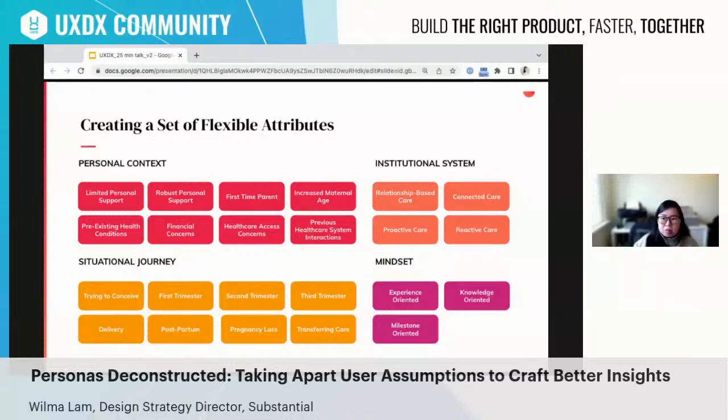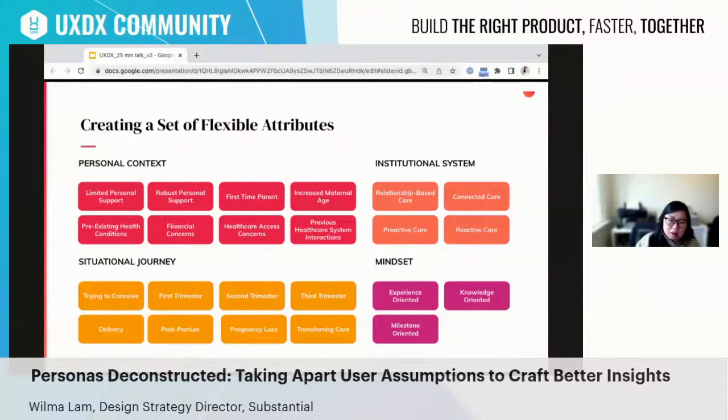And so there's a range in between where we're trying to understand how changes in the system change how you need to support that individual patient so that they have the best outcome possible. And then for the situational journey, we're really looking at major milestones over the course of pregnancy in this particular case, from initially trying to conceive all the way through postpartum. And then we would also consider additional events such as pregnancy loss or transfer of care during the pregnancy.